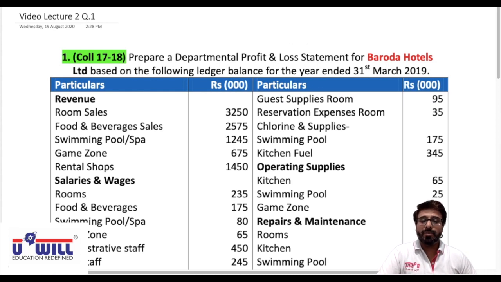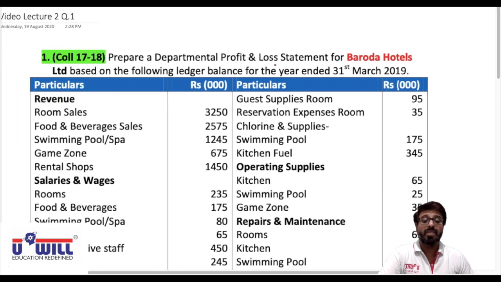That is accounting for tourism and hospitality. Very first of all, we will discuss the questions and do the markings. All of you take out your study material and do these markings, because without these markings, you cannot solve the question. Look at it. Prepare a departmental profit and loss statement of Baroda Hotels Limited based on the following ledger balance for the year ended 31st March 2019. Now, what we need to do the markings, listen carefully.